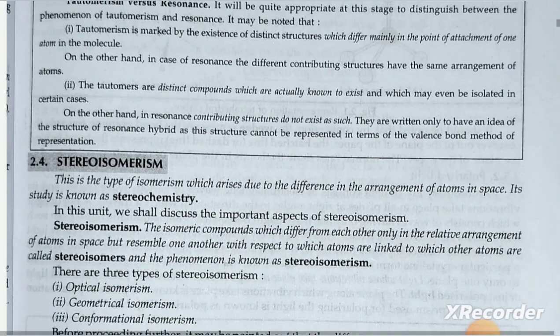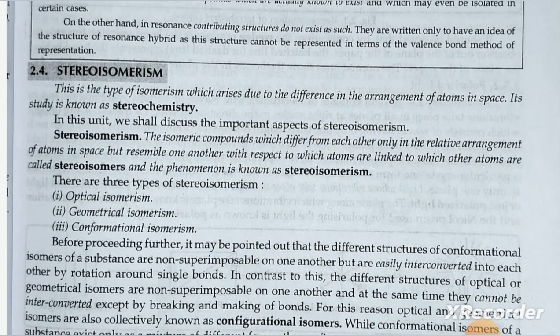Stereoisomerism. This is the type of isomerism which arises due to the difference in the arrangement of atoms in space. Its study is known as stereochemistry. In this unit, we shall discuss the important aspects of stereoisomerism. The isomeric compounds which differ from each other only in the relative arrangement of atoms in space, but resemble one another with respect to which atoms are linked to which other atoms, are called stereoisomers, and the phenomenon is known as stereoisomerism. There are three types of stereoisomerism.